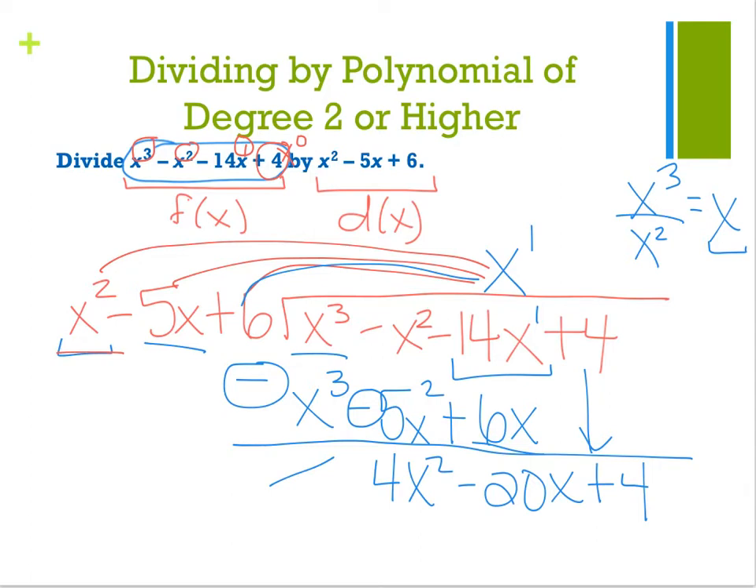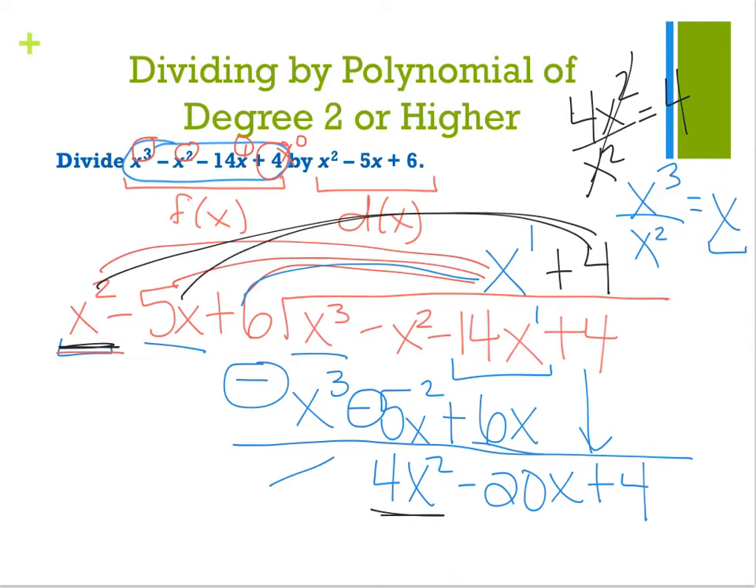So we are going to go ahead and divide x squared into 4x squared. So if I divide 4x squared by x squared, that gives me a positive 4 because the x squareds cancel out. So I'm going to record a positive 4 up here. And now, again, I'm going to distribute this 4 to every term in my divisor. That gives me 4x squared minus 20x plus 24. I'm going to subtract.